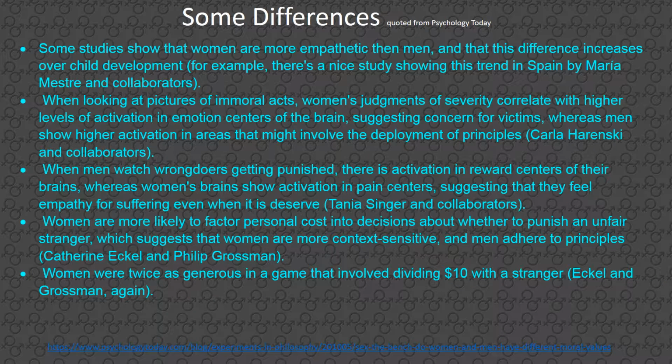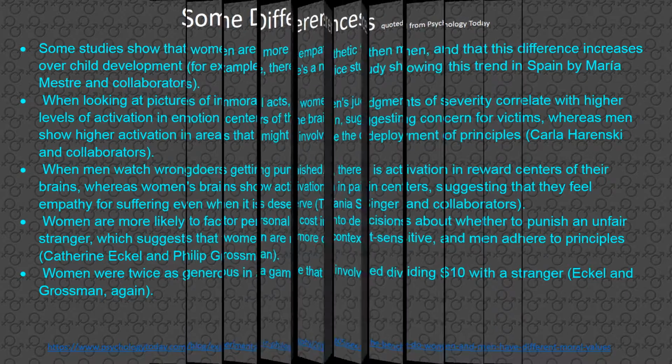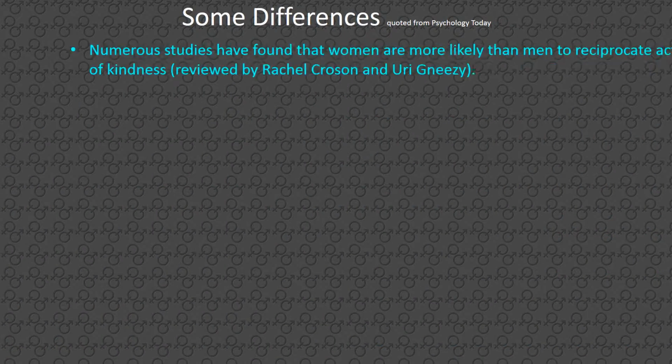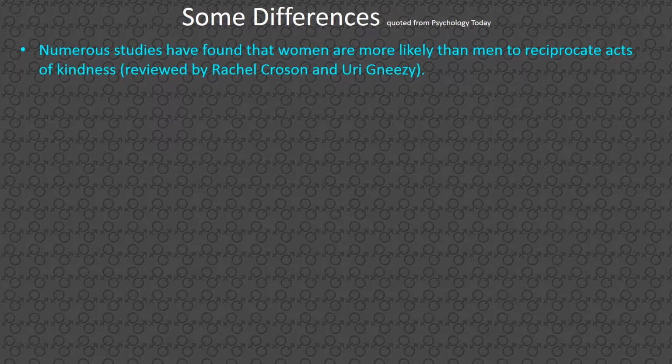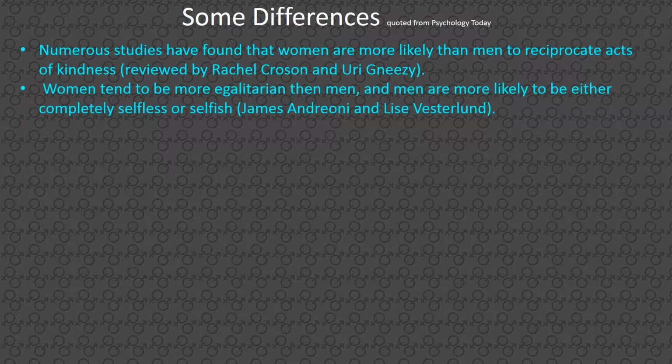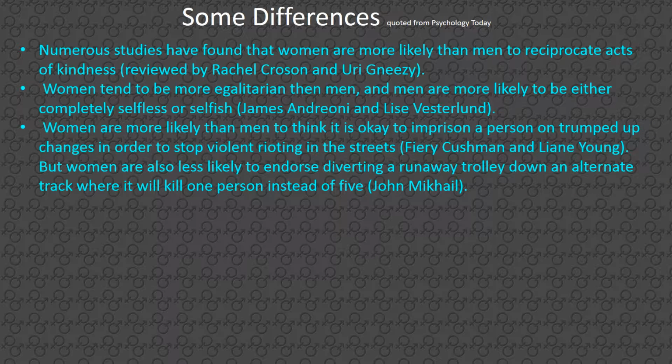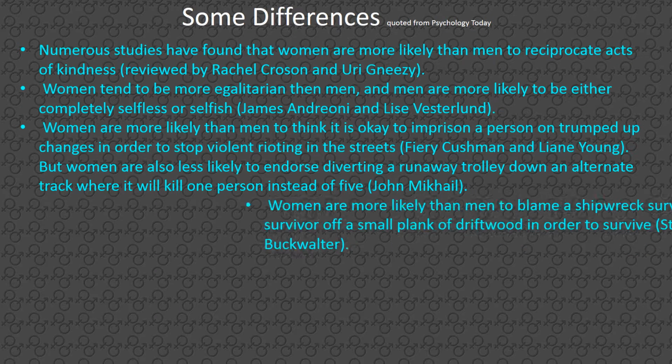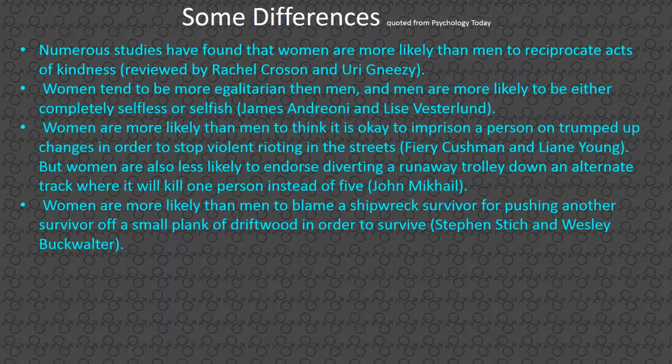Women are twice as generous in a game that involved dividing $10 with a stranger. Numerous studies have found that women are more likely than men to reciprocate acts of kindness. Women tend to be more egalitarian than men, and men more likely to be either completely selfless or selfish. Women are more likely than men to think it is okay to imprison a person on trumped-up charges in order to stop violent rioting in the streets. Women are more likely than men to blame a shipwrecked survivor for pushing another survivor off a small plank of driftwood in order to survive.